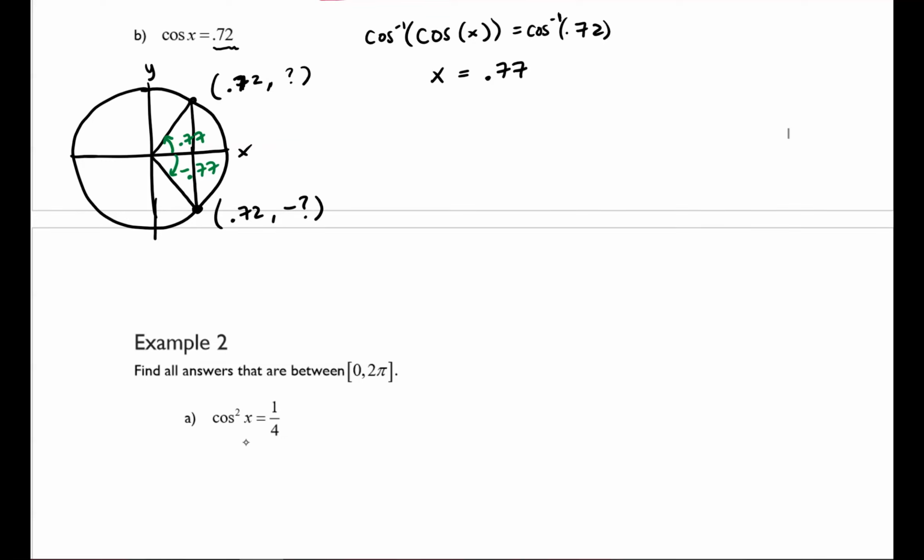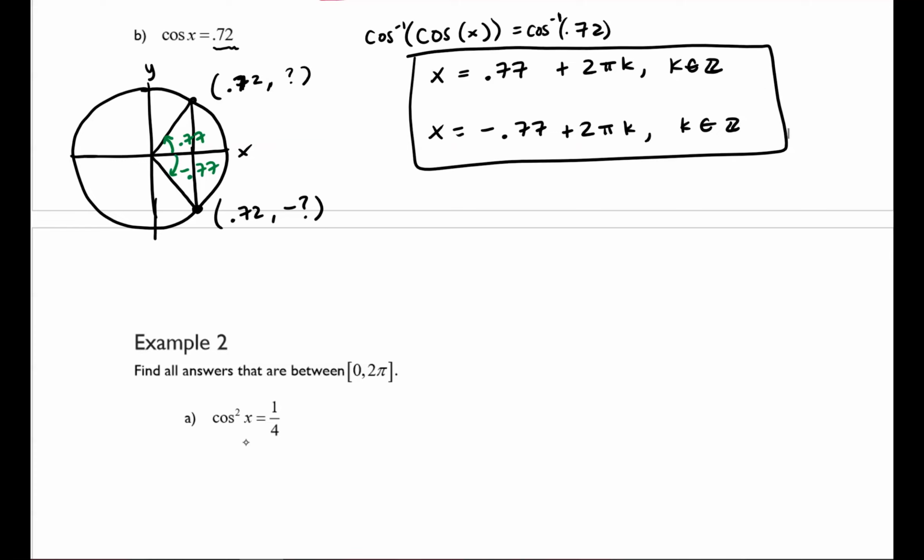So I'm going to say x is equal to 0.77 and x is equal to negative 0.77, but then we also need to include all of the coterminal angles. So I'm going to add plus 2 pi k, indicating k is an integer, and plus 2 pi k, where k is an integer for this one as well. So these are my answers for part B.